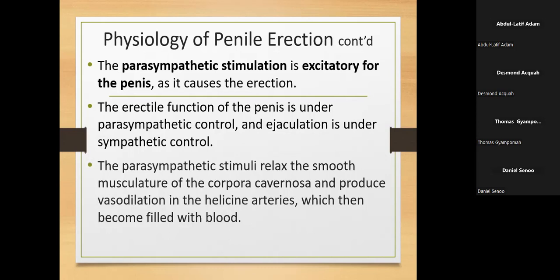The parasympathetic stimuli relax the smooth musculature of the corpora cavernosa and produce vasodilation in the helicine arteries. So here you know that the arteries that supply the corpus cavernosa are the helicine arteries, which will become relaxed and of course become dilated, so as to cause more blood to flow in there.